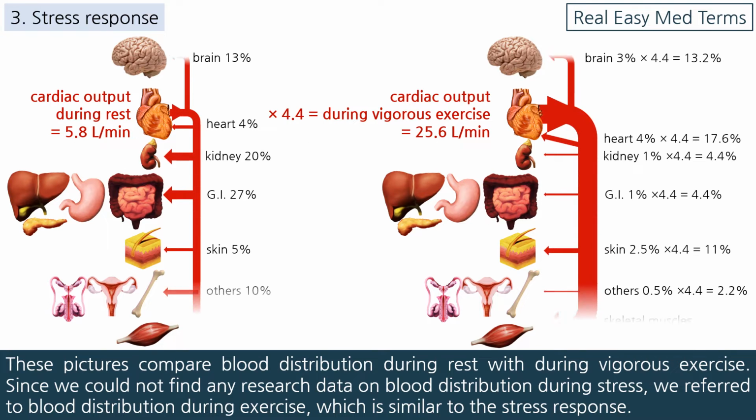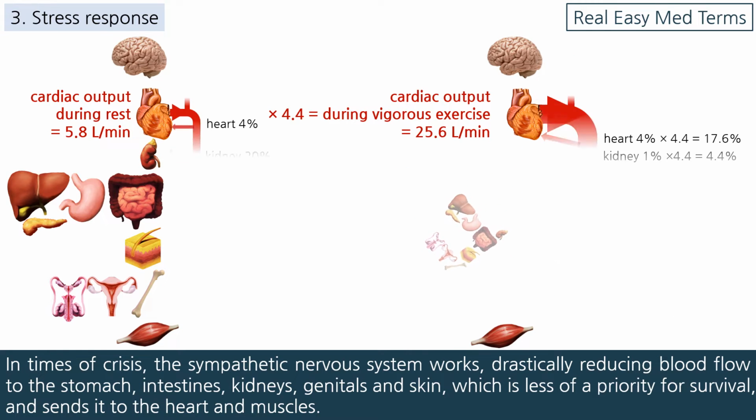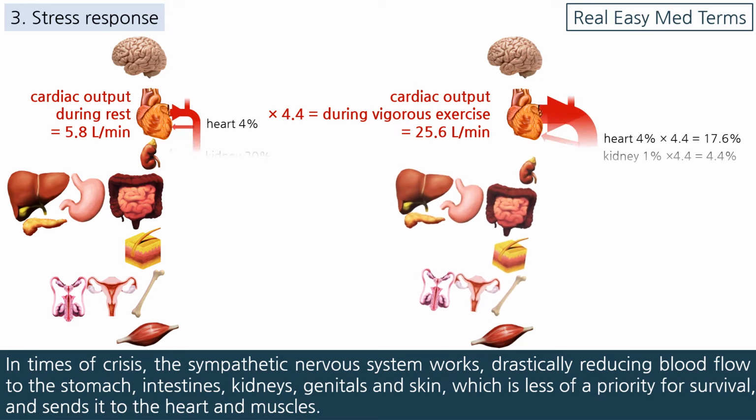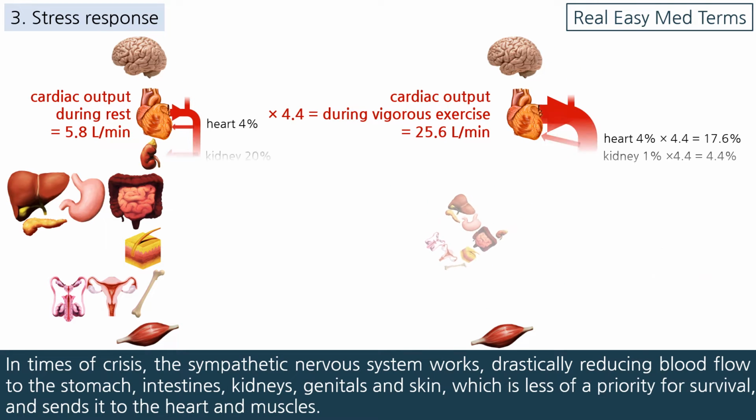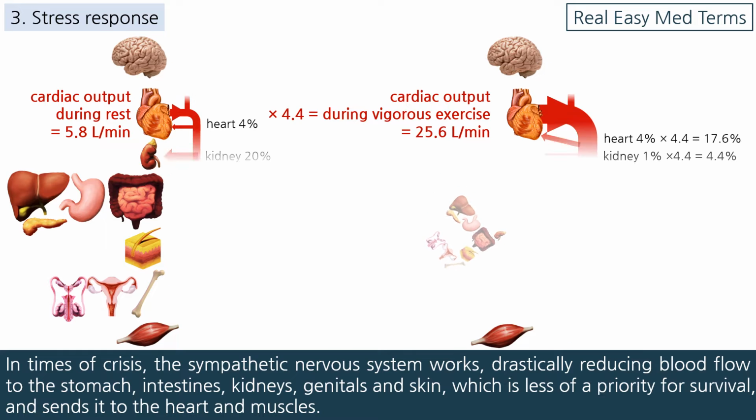These pictures compare blood distribution during rest with during vigorous exercise. Since we could not find any research data on blood distribution during stress, we referred to blood distribution during exercise, which is similar to the stress response. In times of crisis, the sympathetic nervous system works, drastically reducing blood flow to the stomach, intestines, kidneys, genitals and skin, which is less of a priority for survival, and sends it to the heart and muscles.